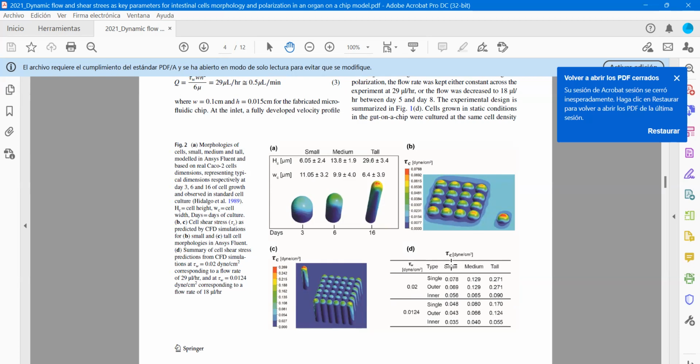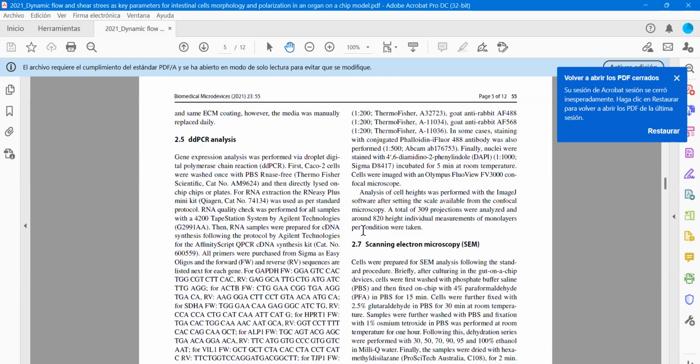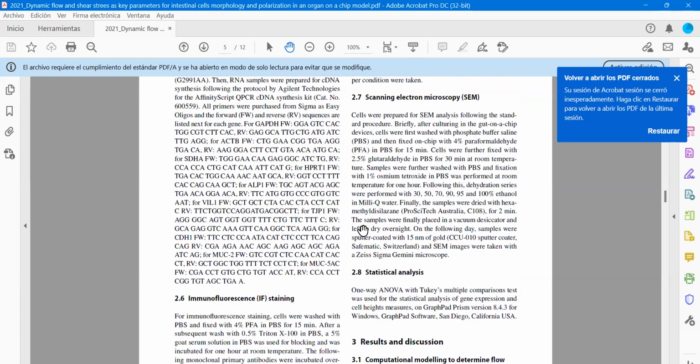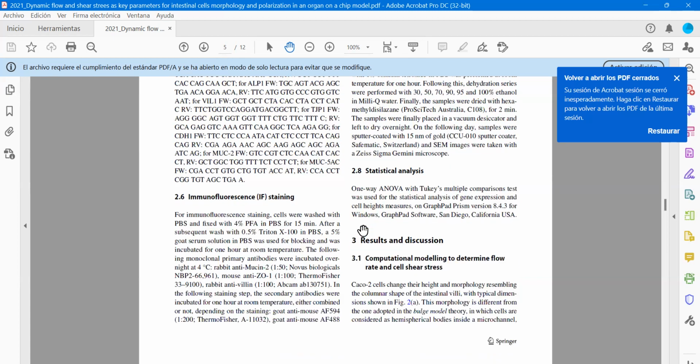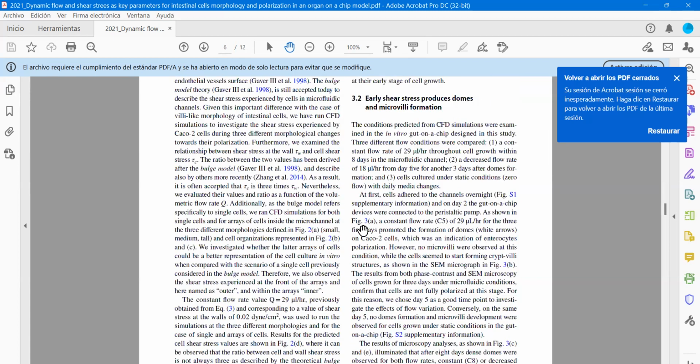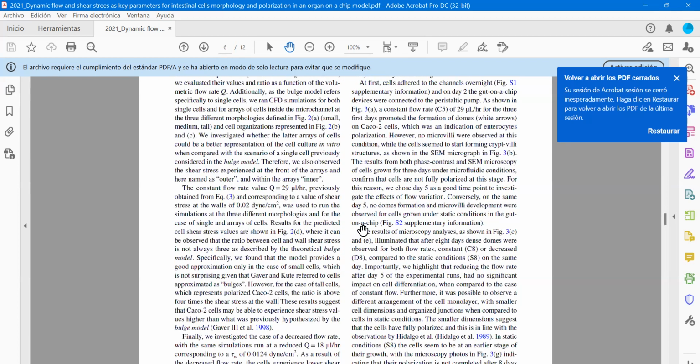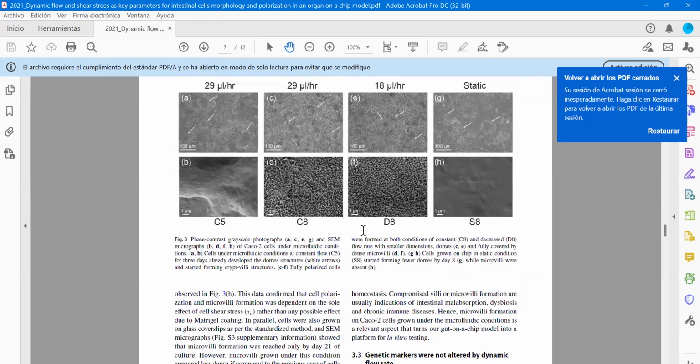So here you see, for the small cells, the medium and tall cells, these values of the cell shear stress. You can see how the morphology of the cells changes according to its height and width. And they related the shear stress. The shear stress was the main cause for the cells to polarize and to form this microvilli architecture, which is the main feature of these intestinal cells.